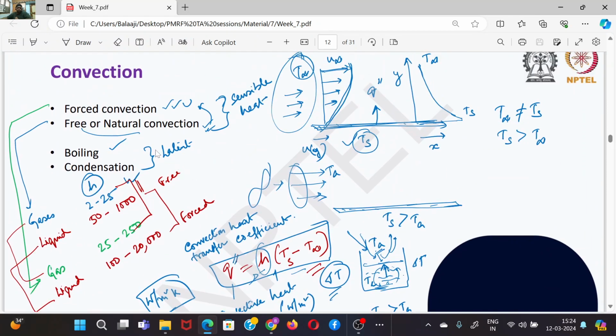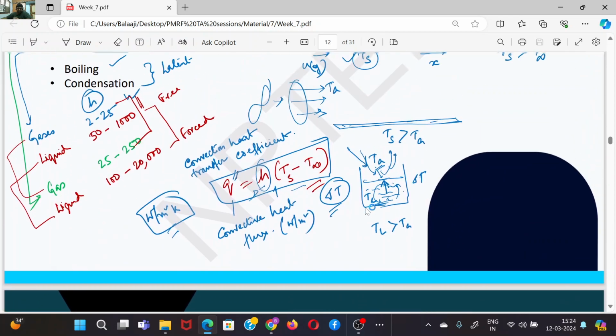When there is boiling, condensation, evaporation, you have latent heat. But for these two cases, you have sensible heat. Latent heat is when there is a phase change, for instance, from liquid to gas or from solid to liquid, whatever. There has to be phase change. Temperature doesn't increase, but that energy, whatever you put, it is used for the phase change.